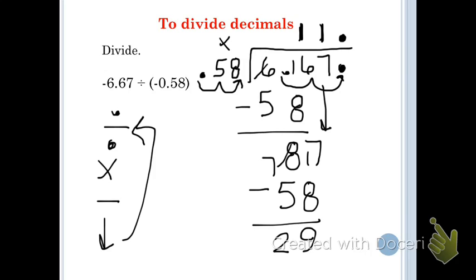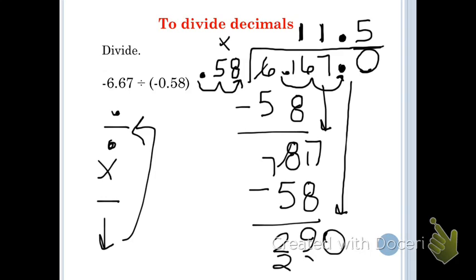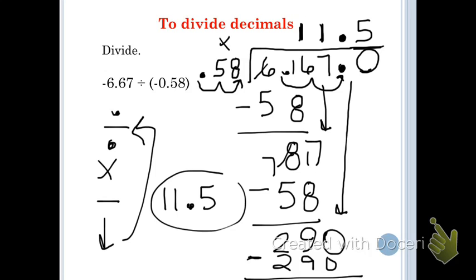So I have a remainder here, so I'm going to have to add a 0 behind the decimal, drop it down, and then divide again. 58 goes into 295 times, and this works out nicely again because 58 times 5 is 290. So our decimal terminates. So our quotient is a positive 11 and 5/10.